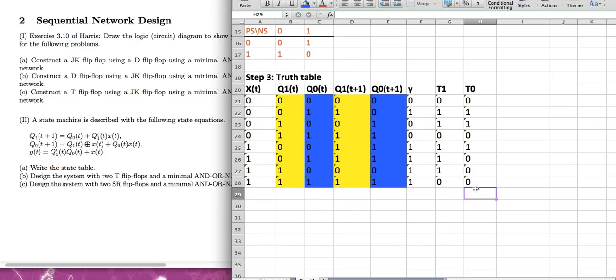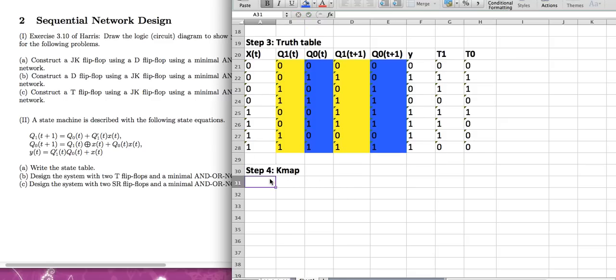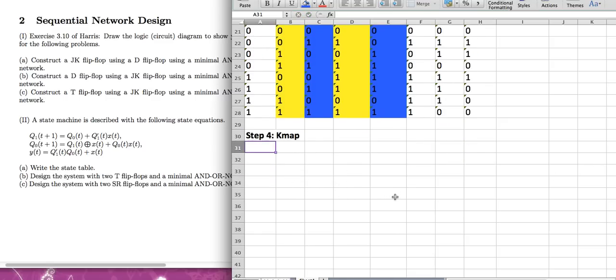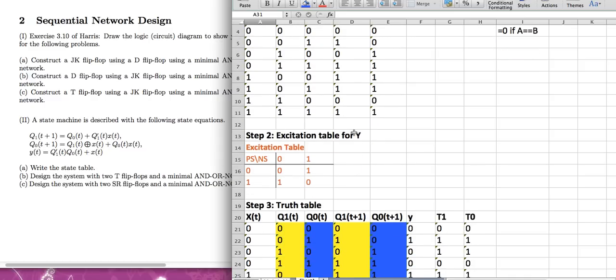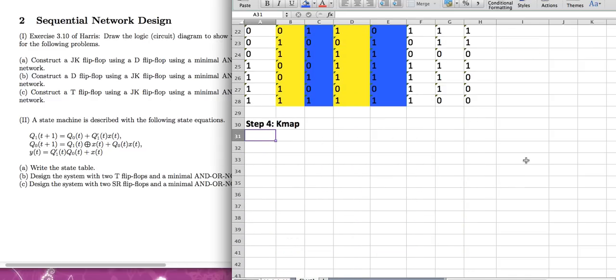Okay. So now that we have the truth table, the next step is to draw K-map. Now a lot of people get confused on how to lay out this K-map. So one trick is to, again, know which one is X, which one is Y. So Y in this case is the T flip-flops. That means we have a T flip-flop. So we have a box that has T in it. And then we don't know what's going to come in here.